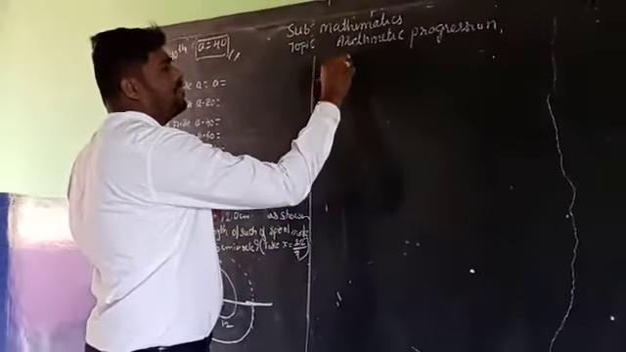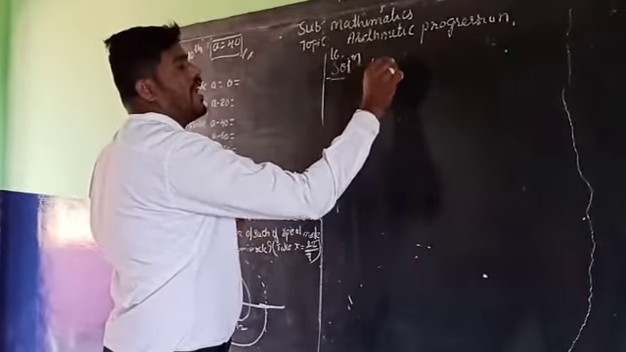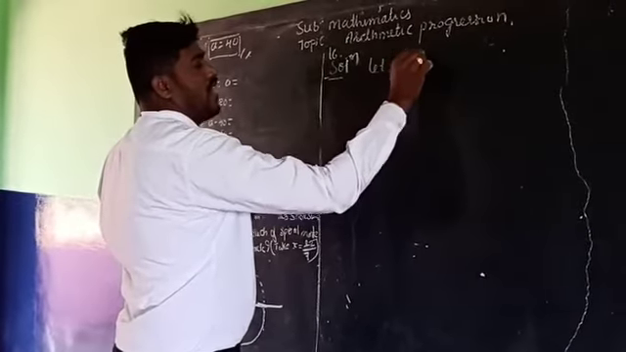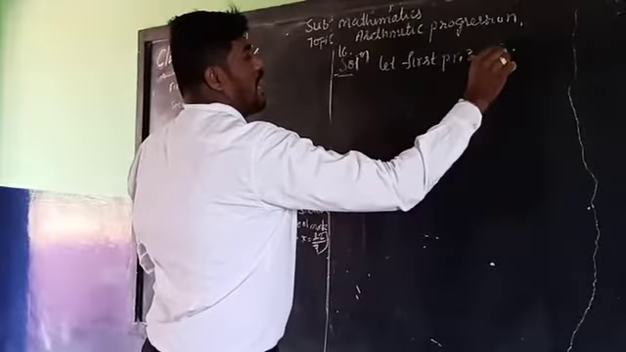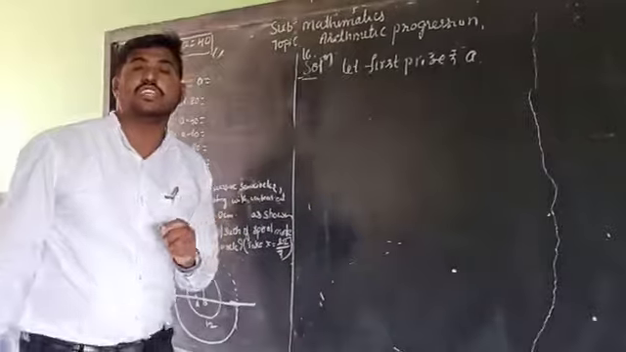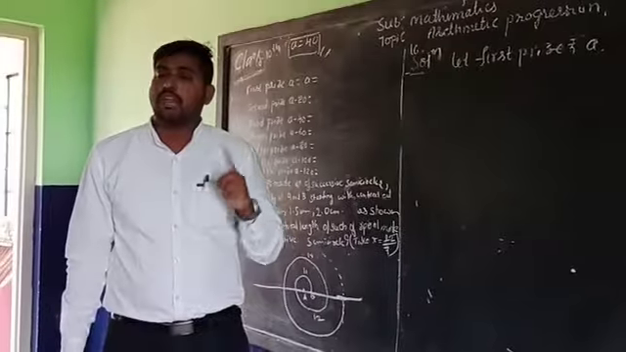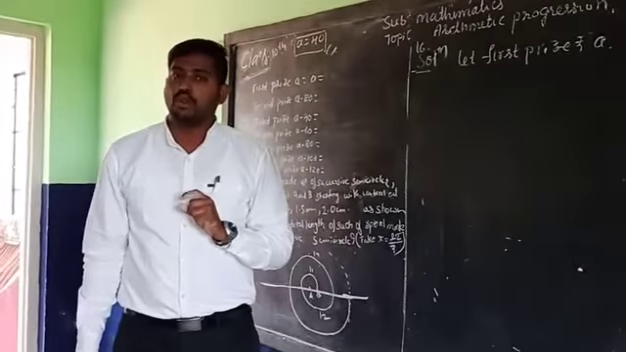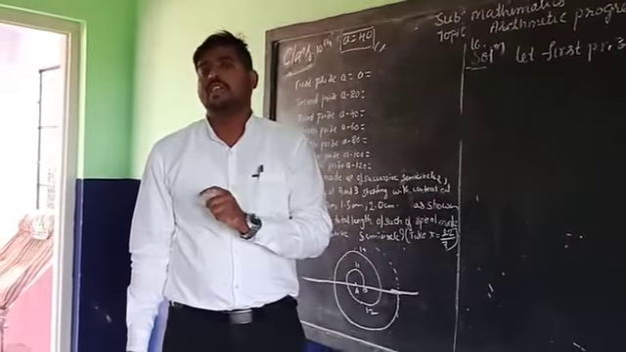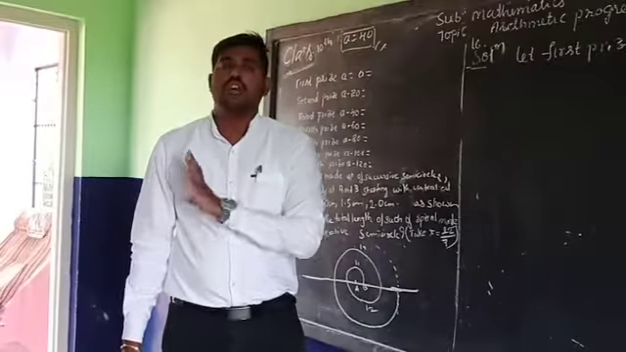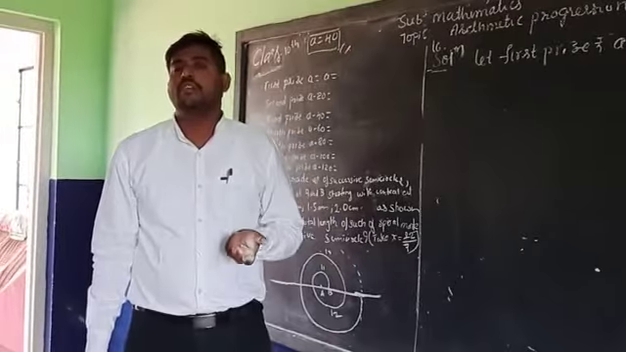Solution. Let the first prize be rupees A. Next, how will we form the arithmetic progression? Already we explained in the previous class the general form of arithmetic progression. The form is A, A plus D, A plus 2D, A plus 3D, and so on. So these are the successive terms. This is the general form of arithmetic progression.